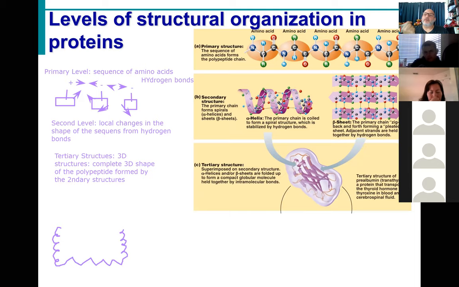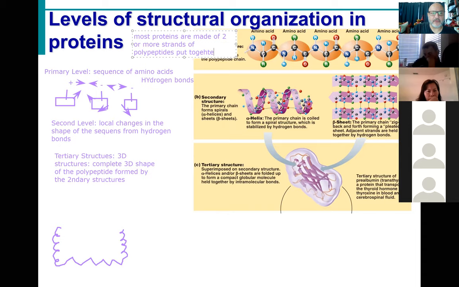However, remember, when we talked about collagen, collagen was made up of three strands of amino acids. Hemoglobin was made up of four strands that are bound together, globular. Most proteins, and this is really the key, most proteins are made of two or more strands of polypeptides put together.